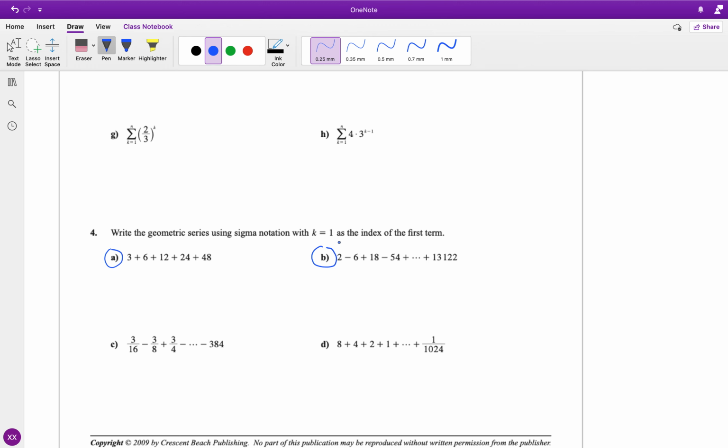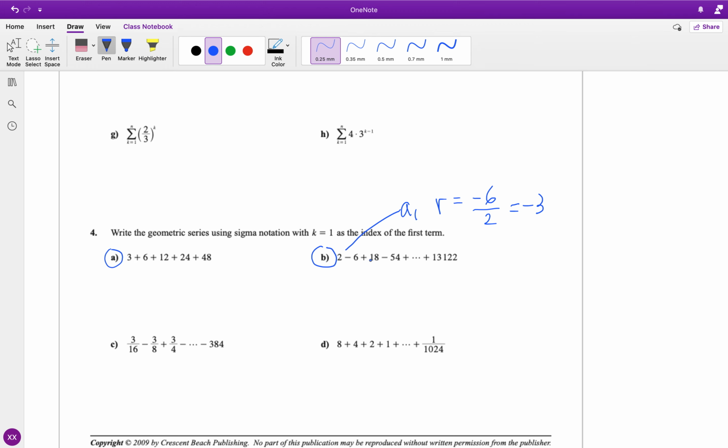Okay. So this one, what we know is, well, of course, we know A1. So this is our A1. And pretty straightforward that we know the r, because r equals your next term, so negative 6 divided by 2. So your r is negative 3. So we know that.